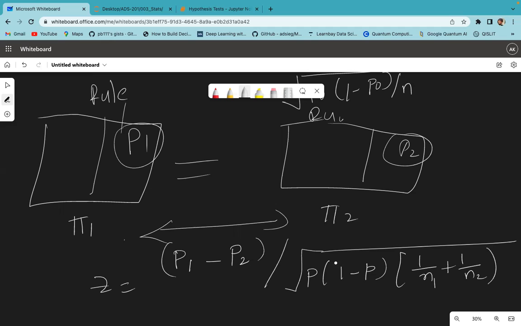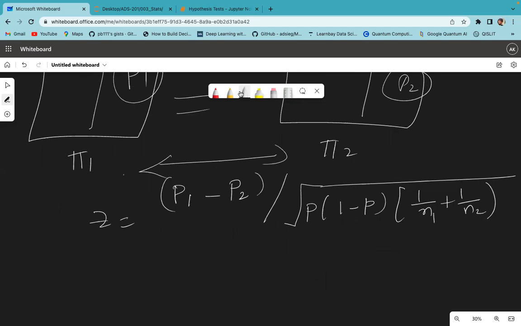But you should know what exactly the p value is. It is the pooled population proportion, which we can calculate as population proportion 1 times sample size 1 plus population proportion 2 times sample size 2, divided by n1 plus n2. This is the formula. With the help of this formula we can substitute in this z.